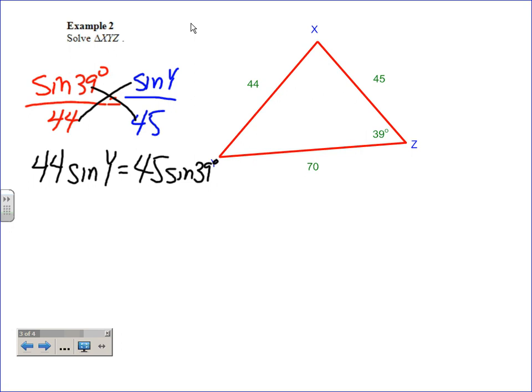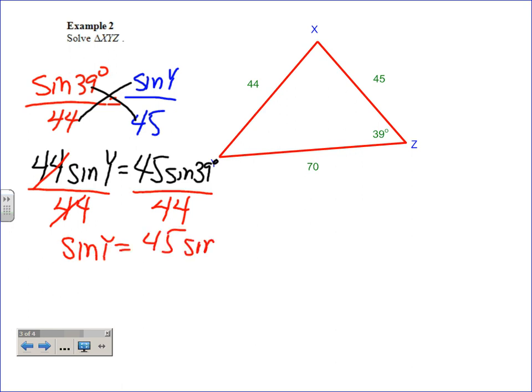Well, the first thing we're going to do is take care of the 44, which, to get rid of that, you divide. So sine of y equals this, well, somewhat big fraction. And you notice how I do a lot of the algebra first and then I go to the calculator? That's probably the easiest way to do it. But is y by itself at this point?